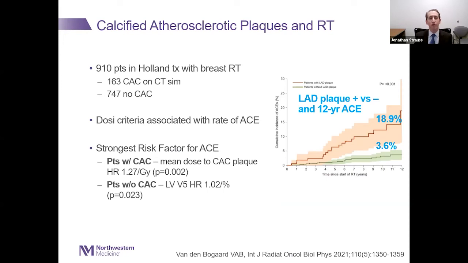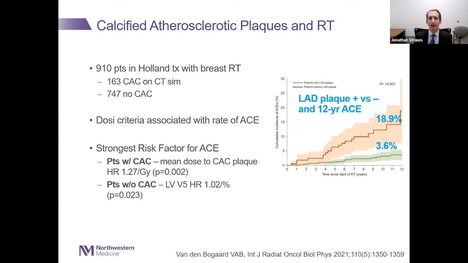I mean, here we look at 910 patients who underwent CT simulation in Holland. 163 of them had coronary artery calcification and 747 did not. The risk of a future acute coronary event was much higher in patients who had coronary artery calcification than in those who did not, about a 6-fold increase by 12 years out. So the first thing I would suggest is that when we do CT simulations, if we identify coronary artery calcification on the CT scan, that may be an indication for referral to cardio-oncology, although that hasn't typically been the practice within breast radiation oncology.